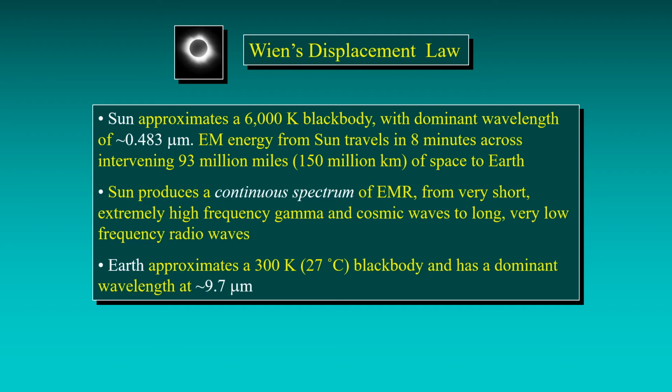So it's about 0.483. And also note, just as an aside here, that the EM energy from the sun takes about 8 minutes to travel from the sun through the vacuum of space to the Earth. And that's about a distance of 93 million miles or 150 million kilometers. Also note that the sun, as I mentioned, does produce a continuous spectrum of electromagnetic radiation that ranges from very short, extremely high frequency gamma and cosmic waves to very long, low frequency radio waves.